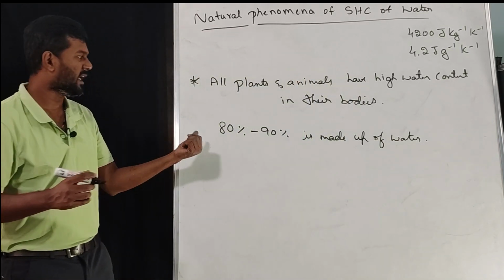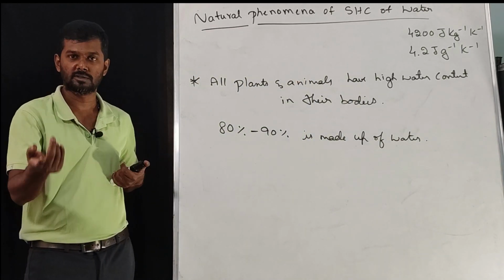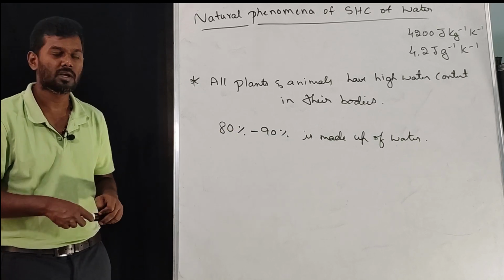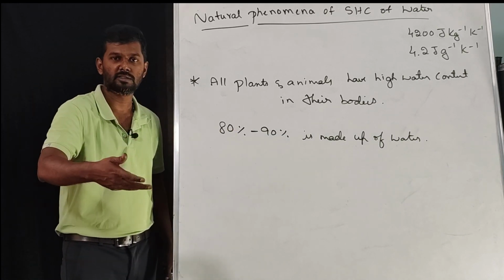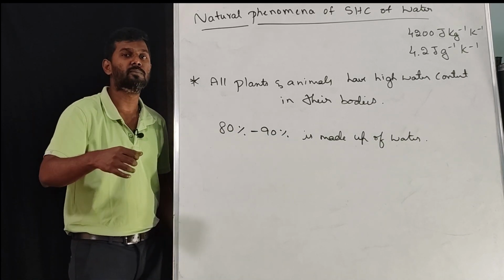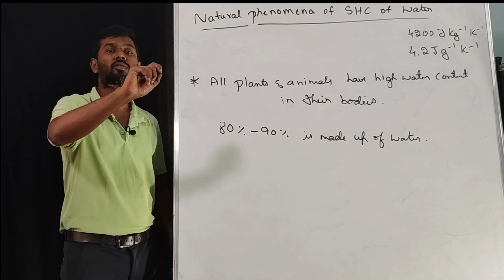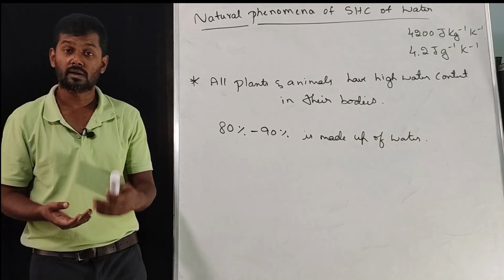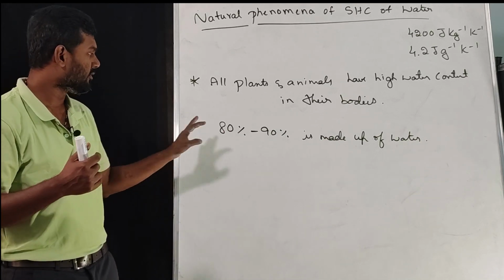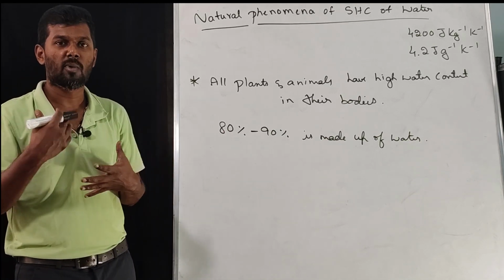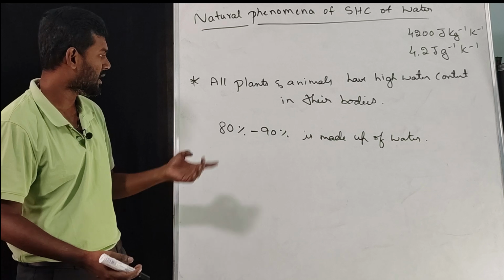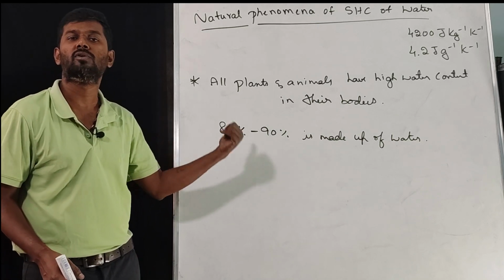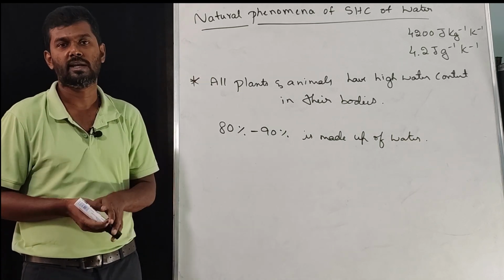So why does it have to be made up of 80 to 90% of water? Because to maintain the same temperature throughout all the seasons, winter and summer, rainy season, in all the seasons, the body has to maintain the same temperature. That is why it is made up of 80 to 90% of water content.